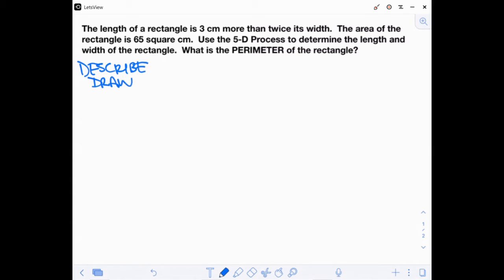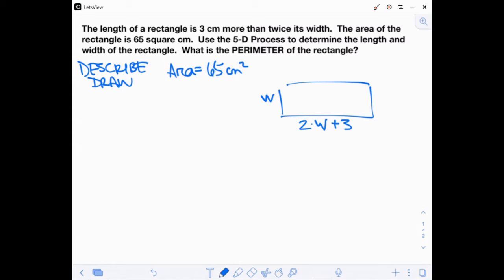Describe and draw. And we know that the area equals 65 centimeters squared. In this case, I will draw a picture of a rectangle to help me understand what's happening. The length is 3 centimeters more than twice the width. So I'm going to call this the length. It's twice the width plus 3. That means the width is here. It's just the width. So I've sort of represented the situation with a picture, and I wrote some important facts.